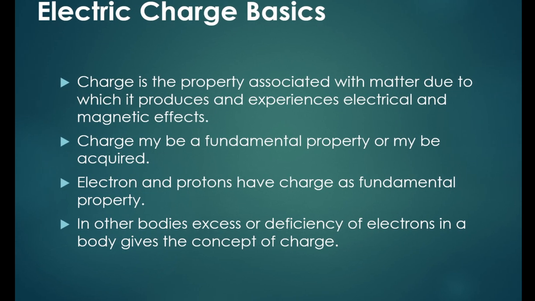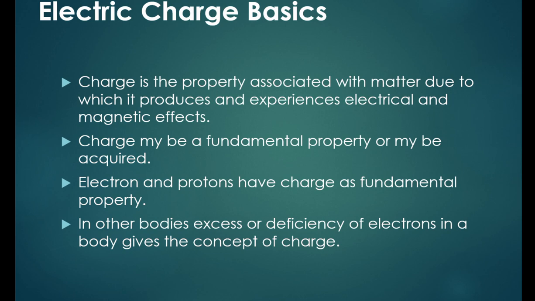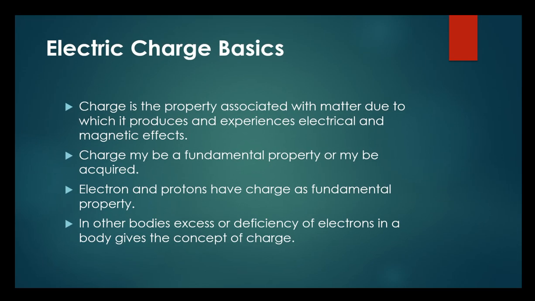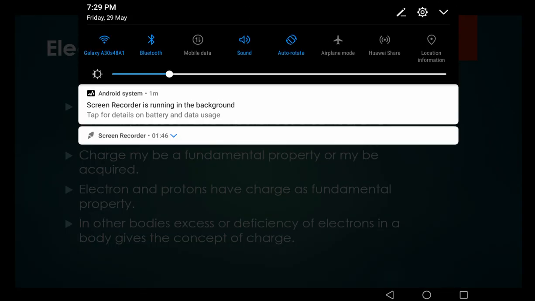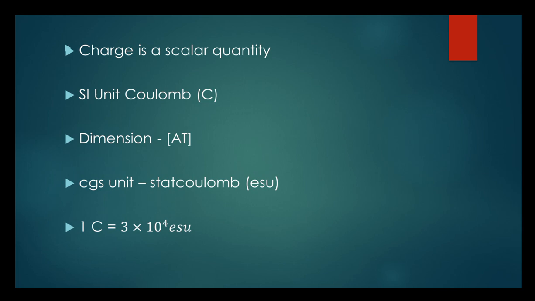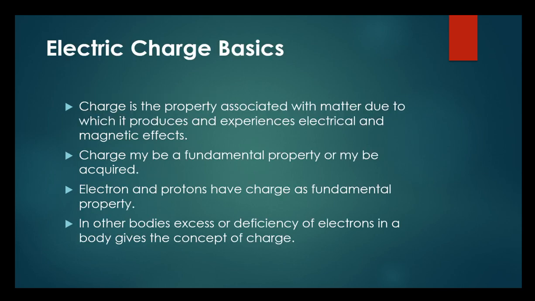Charge is a property associated with matter due to which it produces and experiences electrical and magnetic effects. So what is charge? Charge is a property which is associated with matter. So any matter can have the property of having charge, and due to this property, the matter will produce and also experience electrical and magnetic effect.